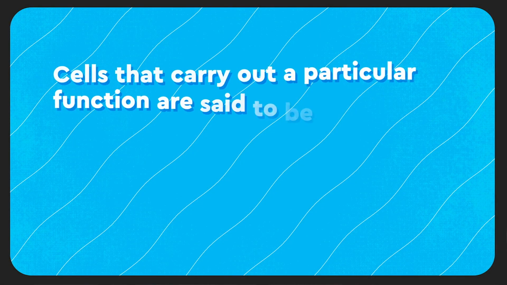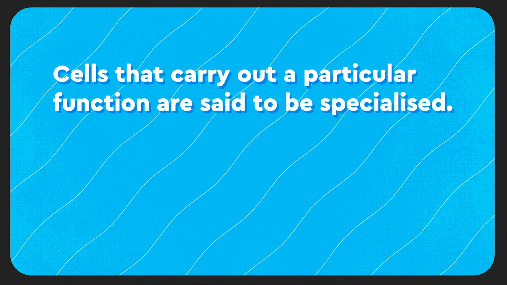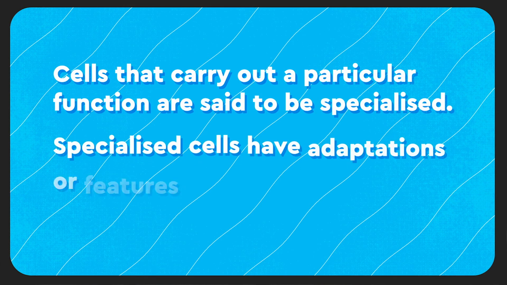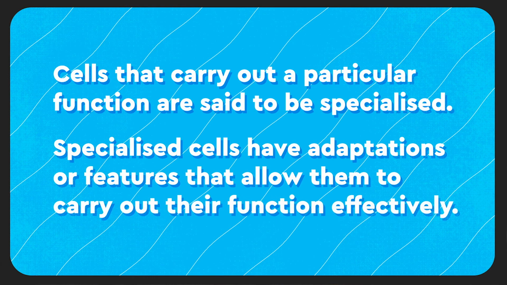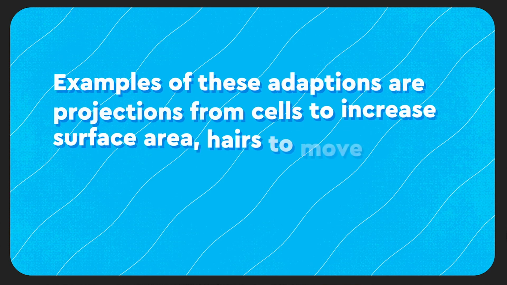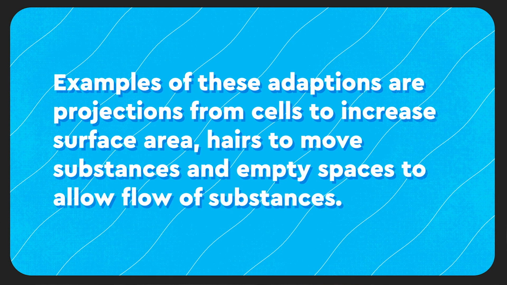So, to summarize, cells that carry out a particular function are said to be specialized. Specialized cells have adaptations or features that allow them to carry out their function effectively. Examples of these adaptations are projections from the cells to increase surface area, hairs to move substances, and empty spaces to allow flow of substances.